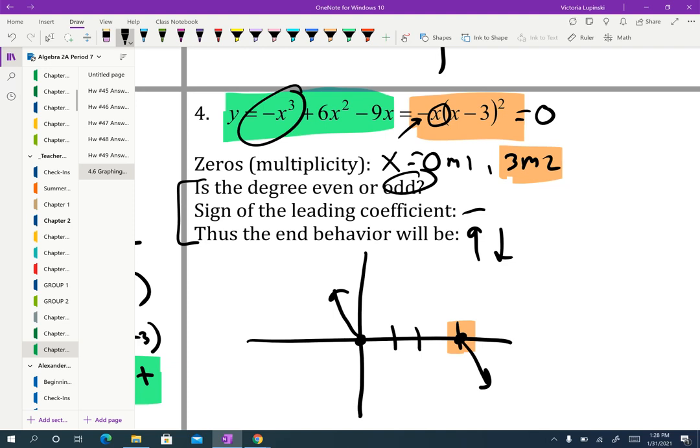You can see that the y-intercept has to be 0, 0. So go through the multiplicity 1 at 0, then turn back up. At 3, you're going to touch, but then bounce back down, and your graph should look like such. The truth is, after all the prep work we've done the last couple days, you should be able to do this entire problem in probably about 1 minute.